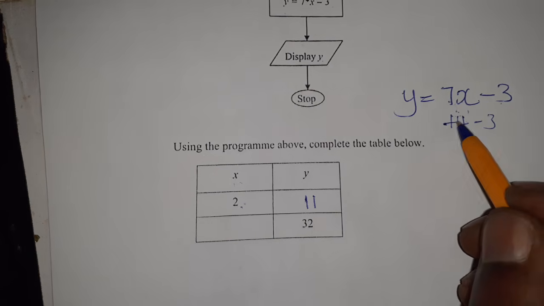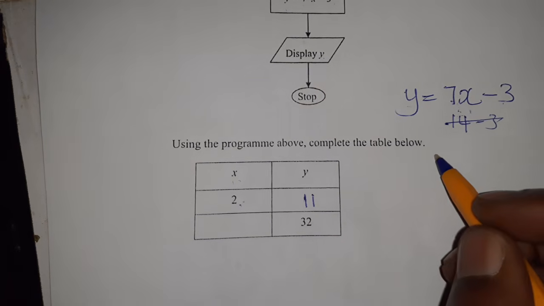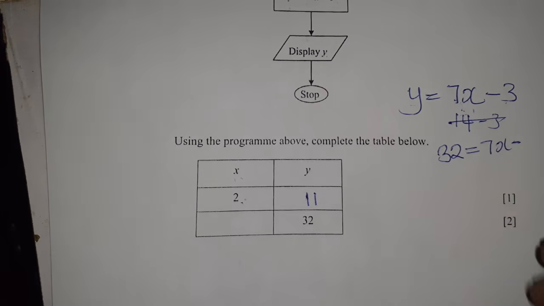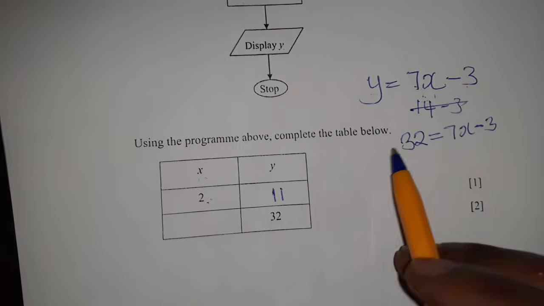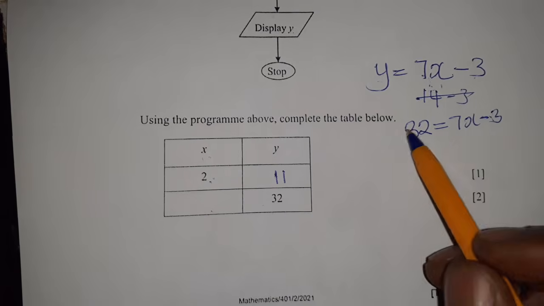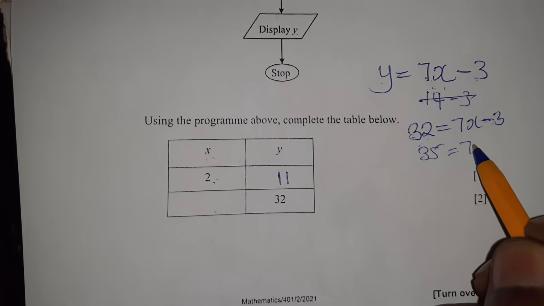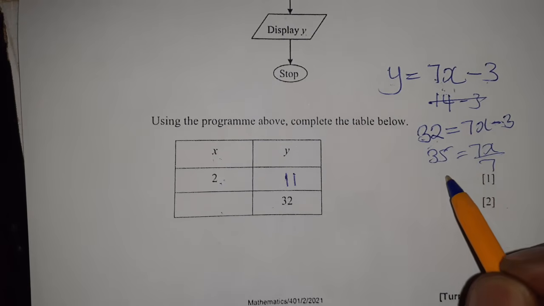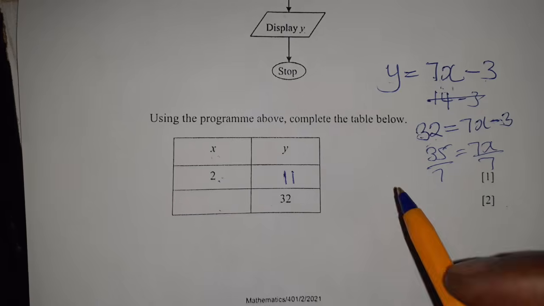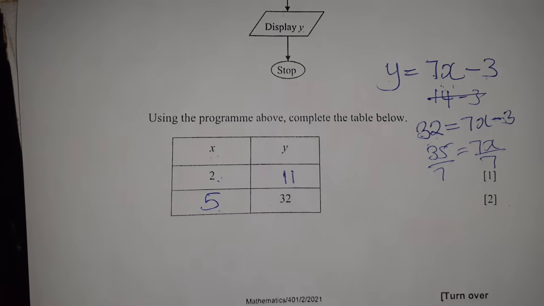Then the other part now is when y is equal to 32. When y is equal to 32, what is x? So this one comes the other side. It will be 35 is equal to 7x. You divide by 7, you divide by 7. What do you get? This will give you 5. That's what you're going to get there. Okay?